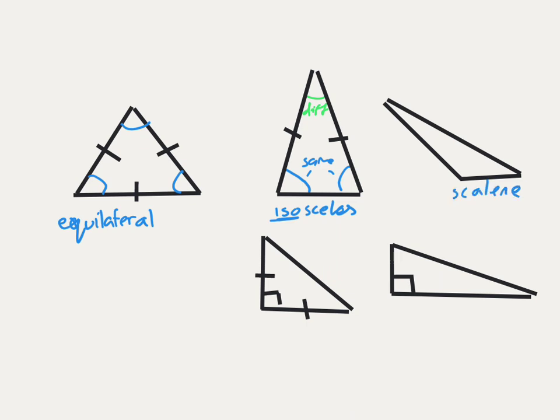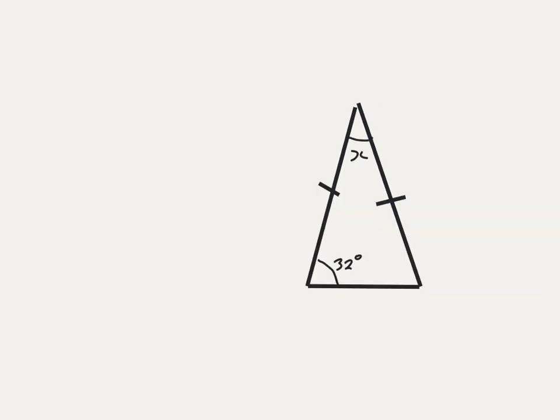Now, I've added these 2 here because you might have heard them before. These are triangles with right angles in. We call them right-angled triangles. Now, they can be isosceles, like this one is, because it's got 2 equal sides, or they can be scalene, like this one, because they have no equal sides, but it does have a right angle. They can never be equilateral, because the angles in an equilateral triangle are always 60. It's a law. So, what if we're finding a missing angle? We're finding angle x.